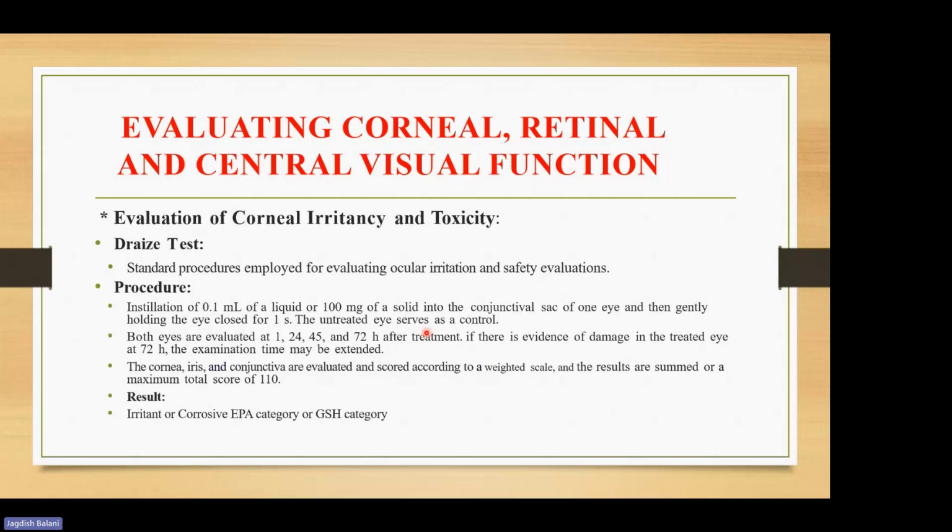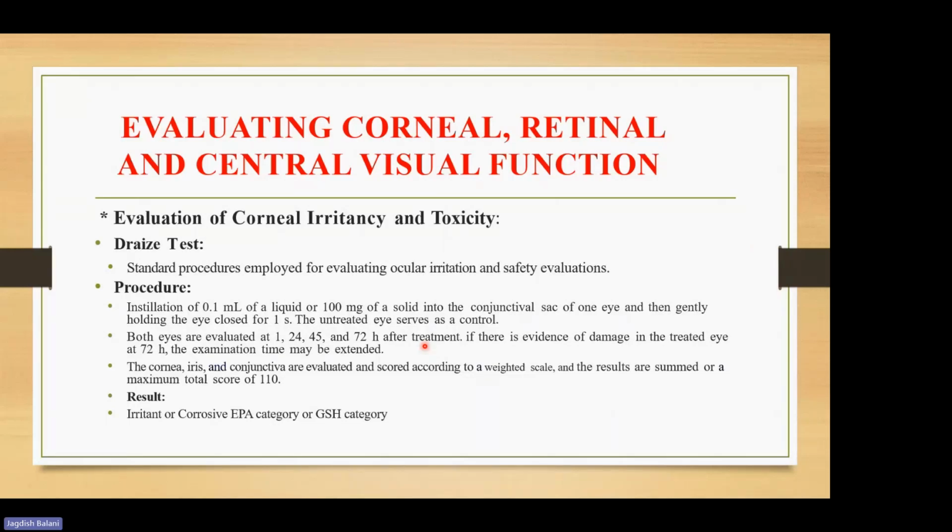One is the evaluation of corneal irritancy, and the second is the toxicity, that is, full studies. Corneal irritancy is a local test conducted to evaluate accidental, environmental or occupational exposure created by unintended chemicals, drugs or whatever. Full toxicity is carried out for a compound which is intended for the ocular route.